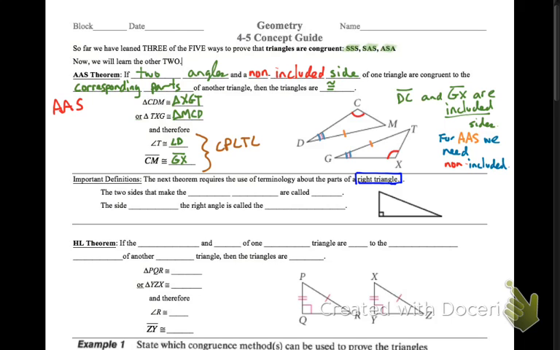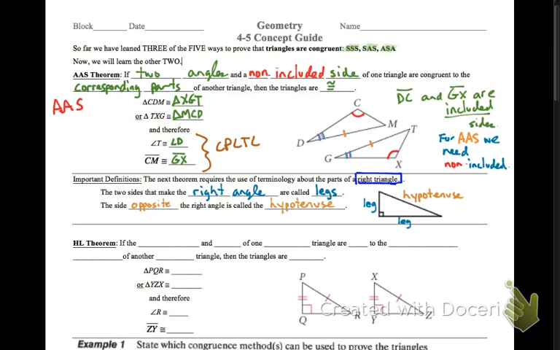Some terminology here. I've mentioned this before, but there's some terminology that we have to know. The two sides that make the right angle of a right triangle are called legs. So in this right triangle over here, we have a leg and a leg. The side that is opposite the right angle, here's the right angle, opposite on the other side of it, is always going to be the longest side of the right triangle. It is the hypotenuse.